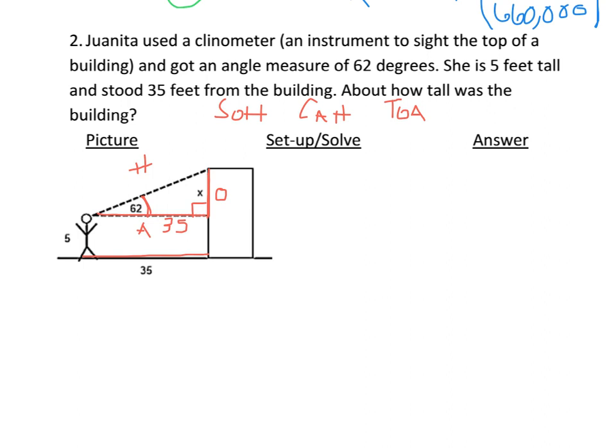let's see. We for sure want to use O because that's what we're trying to find. And we want to use A because that has information. So O and A, that will be tangent. So we're going to use TOA. We can go ahead and set this up. The tangent of our angle, which is 62, equals opposite, which is x, over adjacent, which is 35.